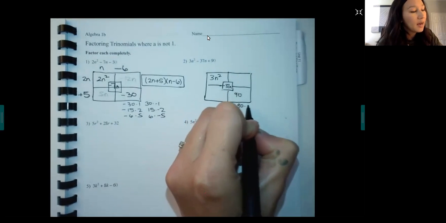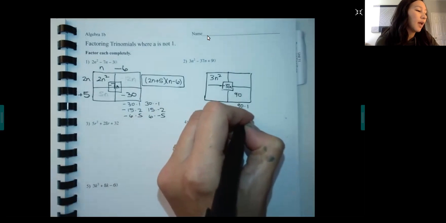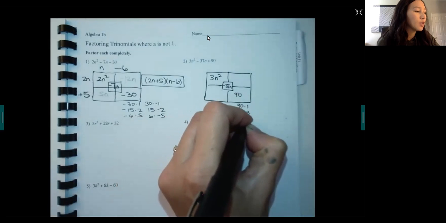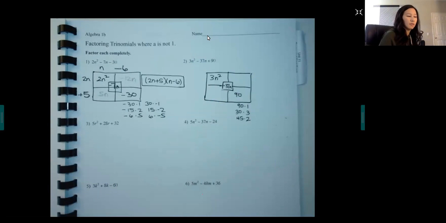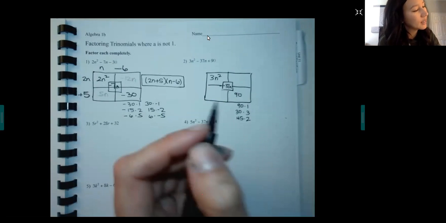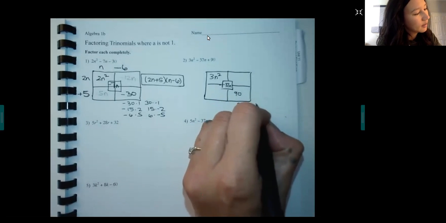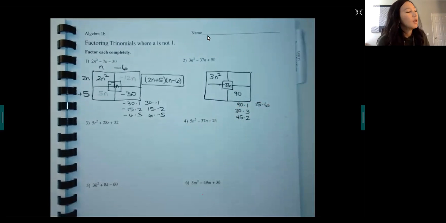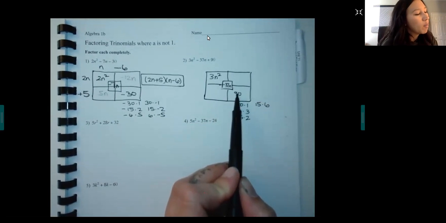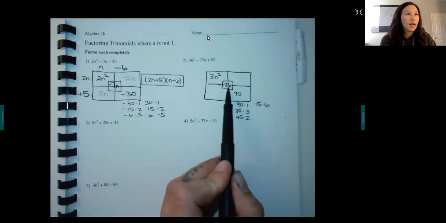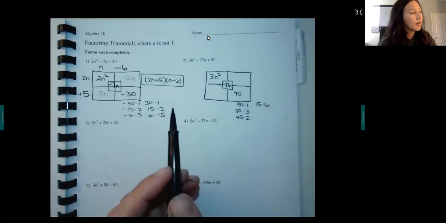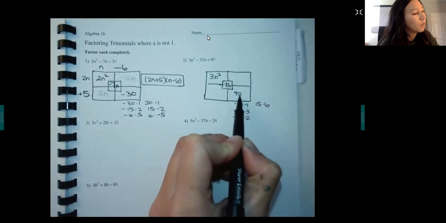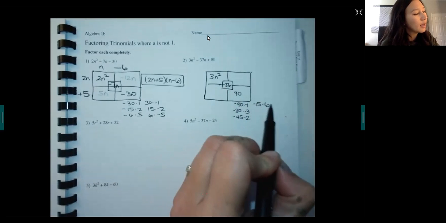We have 90 and 1. We have 30 and 3. We have 45 and 2. We have 15 and 6. And then we are multiplying and getting a positive 90. And when we add, we're getting a negative 37. So that tells me that all of these are going to be negatives, because the two negatives will multiply to the positive 90 and then add to the negative 37.